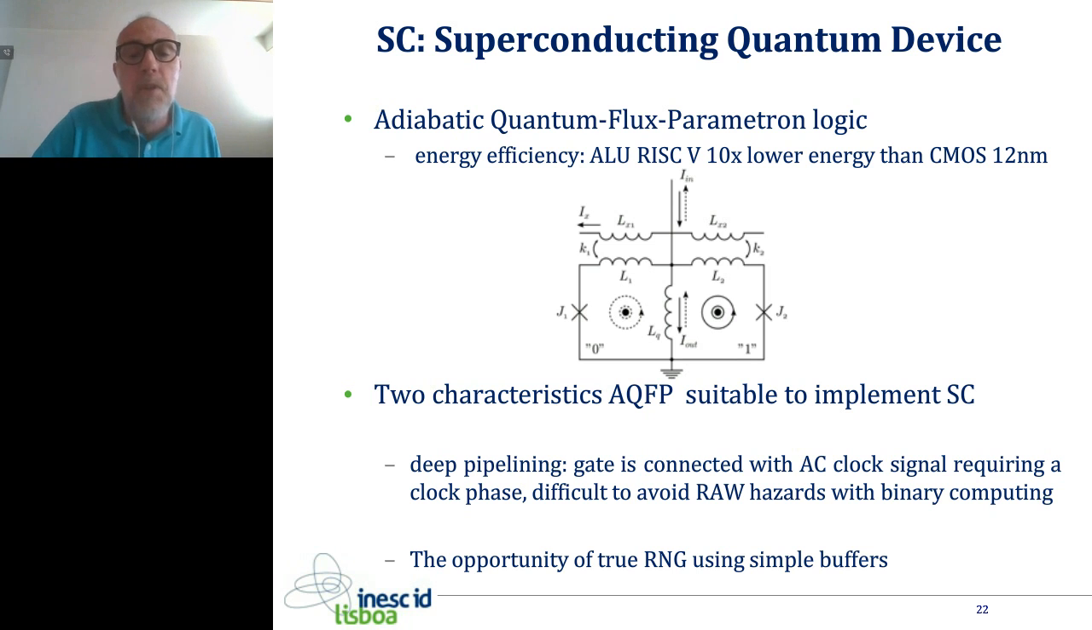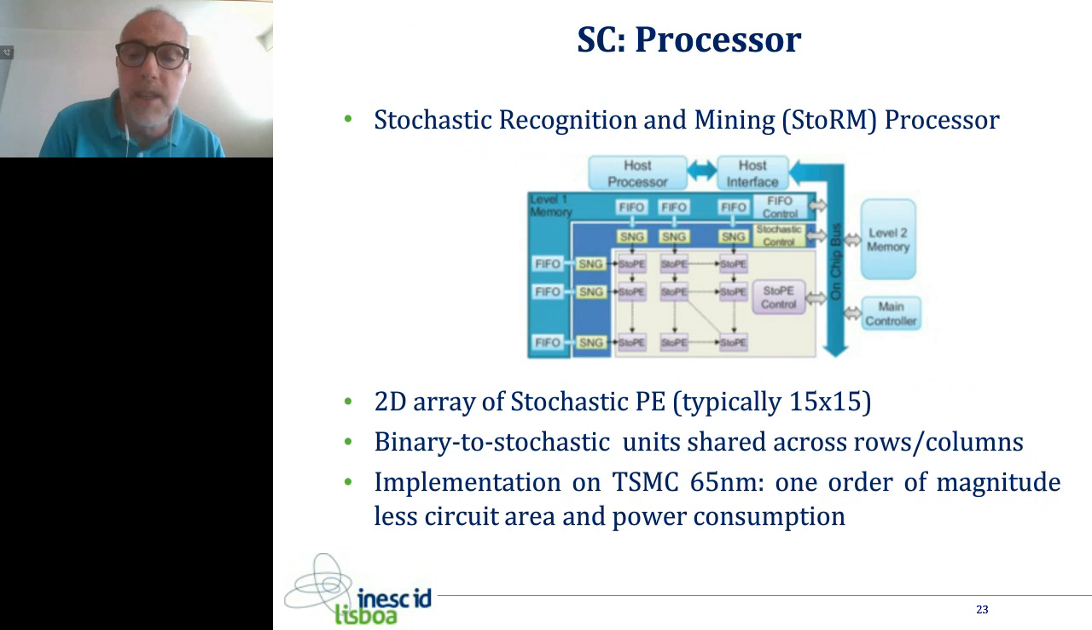So I will show you a processor that has been implemented in CMOS technology. I do not only look at the new emerging technology, but I give you a picture also of what is implemented in the more traditional technology. In this case, once again, with 65 nanometers. And what we have is this SNG, and the SNGs are stochastic number generators around. Then you have stochastic processing elements. You have a two-dimensional array, typically 15 by 15 in this processor, which is a stochastic recognition and mining processor, which means that we use it for recognition and data mining.